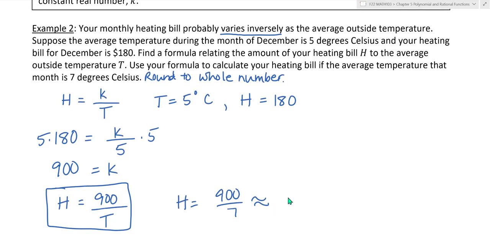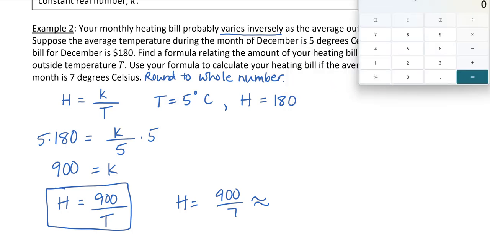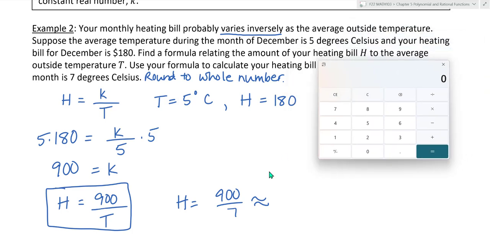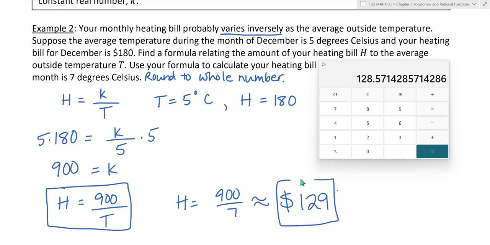Okay. So $129, about $129, which makes sense since it was a little warmer that month.